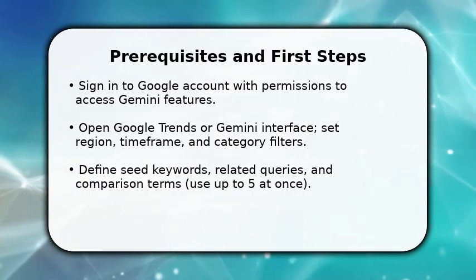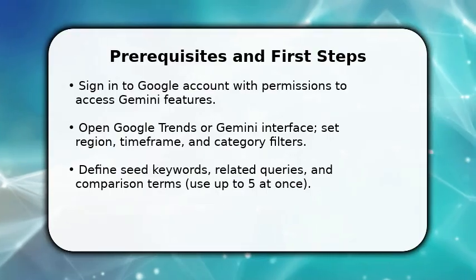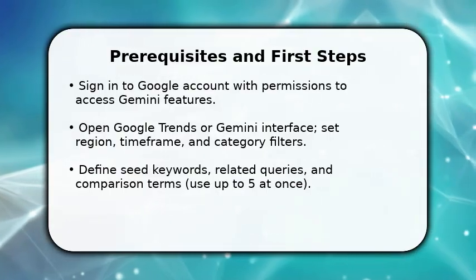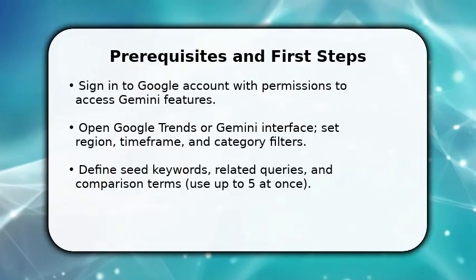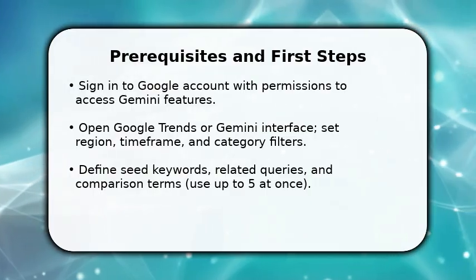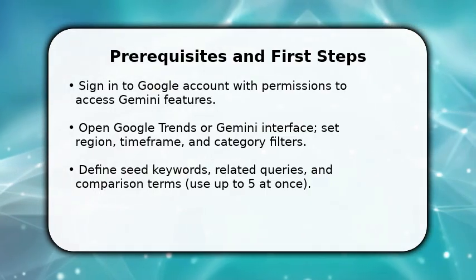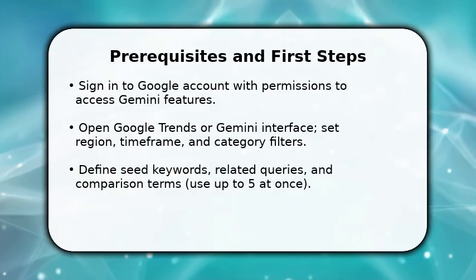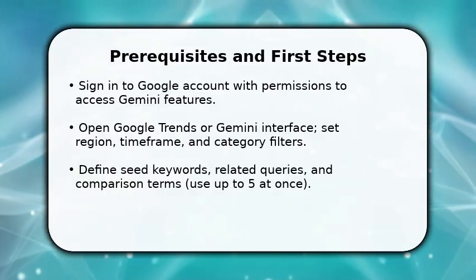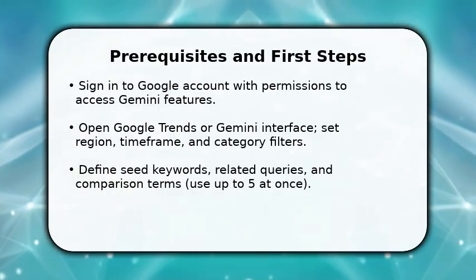Next, enter 2 to 5 seed keywords and add comparison terms so you can spot divergence. Make sure to set category filters to reduce unrelated results. This first step establishes a clean input set so subsequent analysis yields actionable trend signals rather than generic chatter.